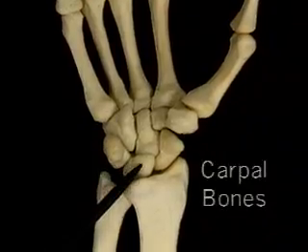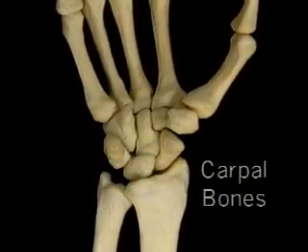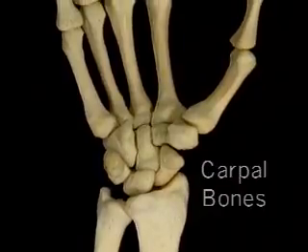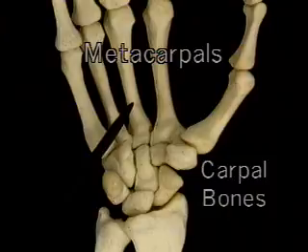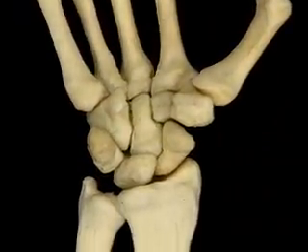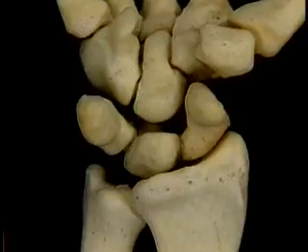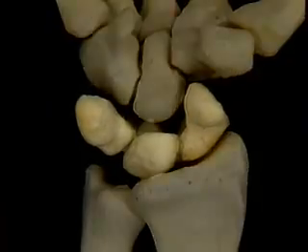8 small carpal bones form the carpus. Distal to the carpus are the metacarpal bones, numbered 1, 2, 3, 4, and 5. The carpal bones are in 2 rows, a proximal and a distal. The bones in each row are attached closely to one another.